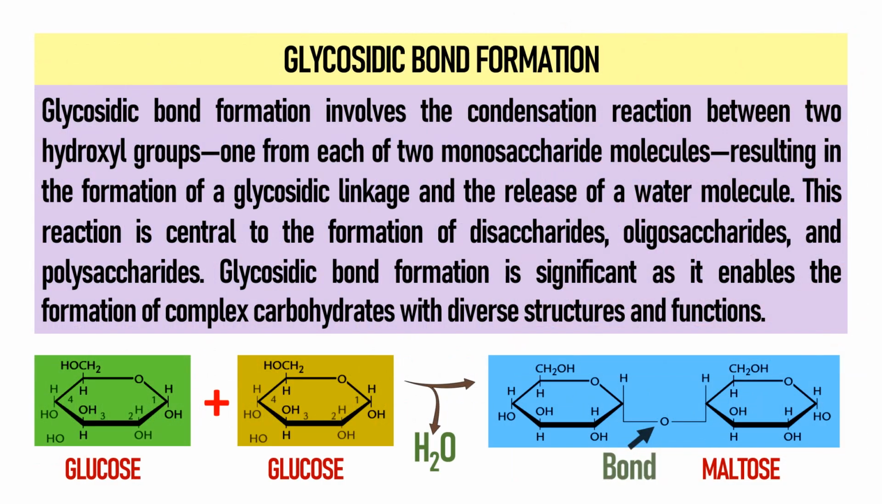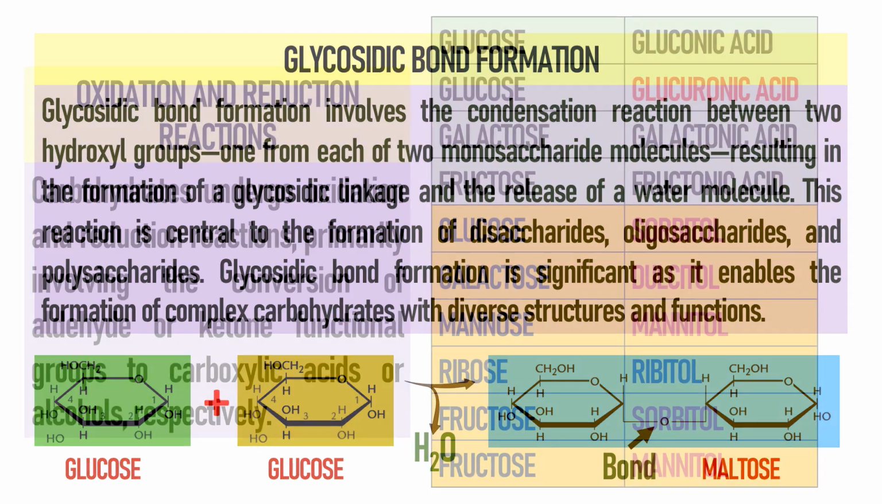Glycosidic bond formation involves the condensation reaction between two hydroxyl groups, one from each of two monosaccharide molecules, resulting in the formation of a glycosidic linkage and the release of a water molecule. This reaction is central to the formation of disaccharides, oligosaccharides, and polysaccharides. Glycosidic bond formation is significant as it enables the formation of complex carbohydrates with diverse structures and functions. Formation of glycosidic bond has been illustrated below, in which two molecules of glucose have joined together to form one molecule of the disaccharide maltose.